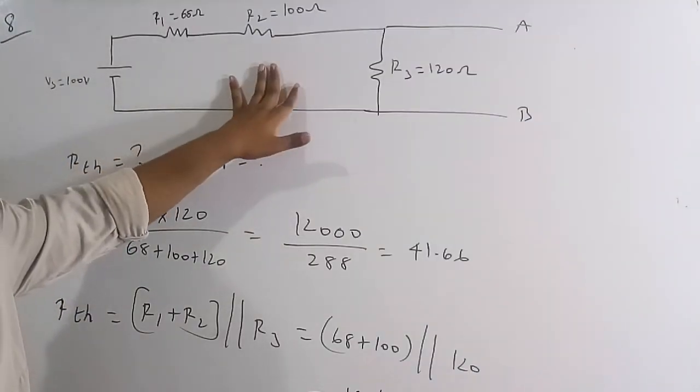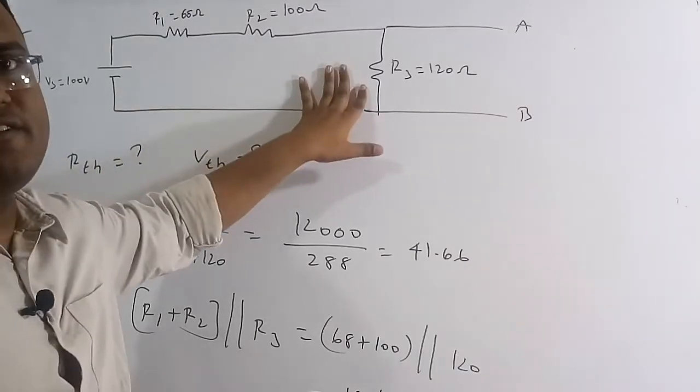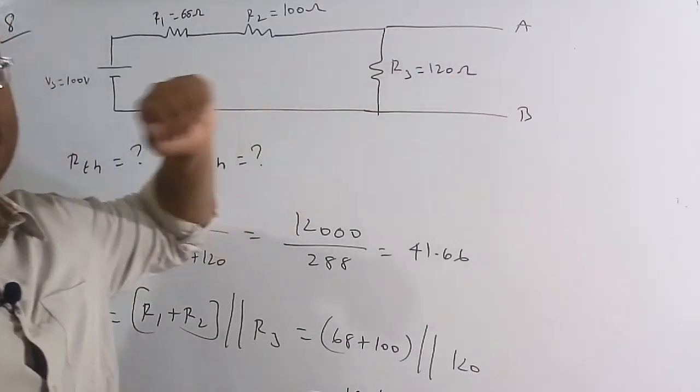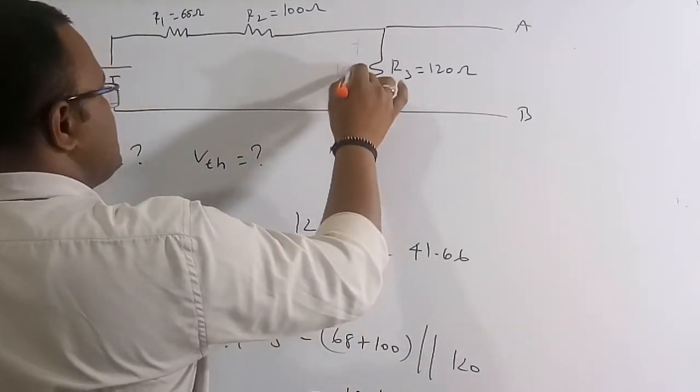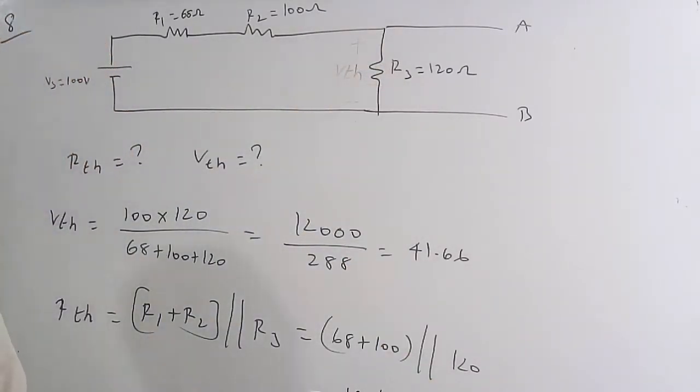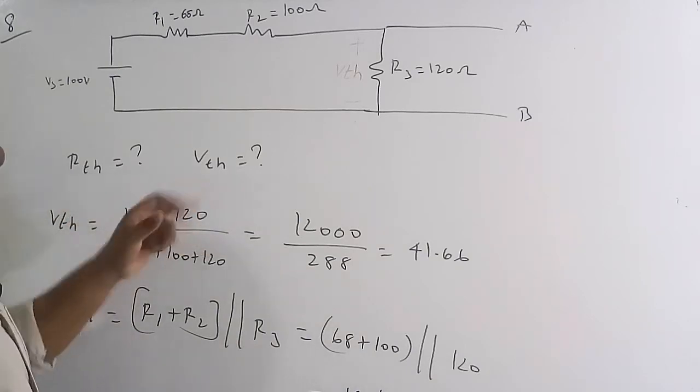So let's solve this numerical. This is a circuit diagram. For this circuit diagram, we need to find the Thevenin voltage and the Thevenin resistance across these terminals A and B. The voltage across this resistor R3 is called the Thevenin voltage. So therefore we need to figure out RTH and VTH.